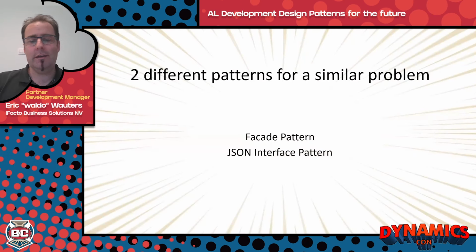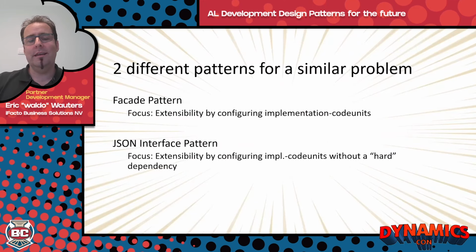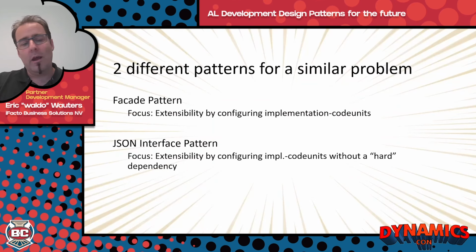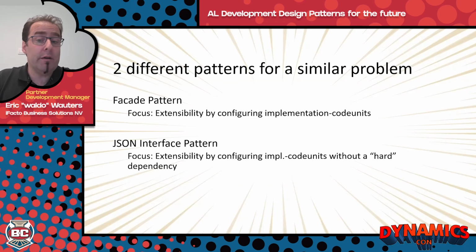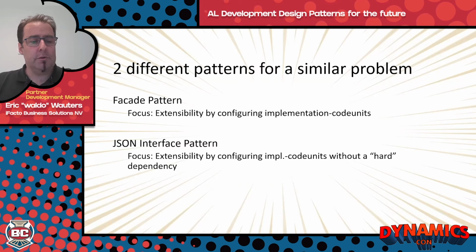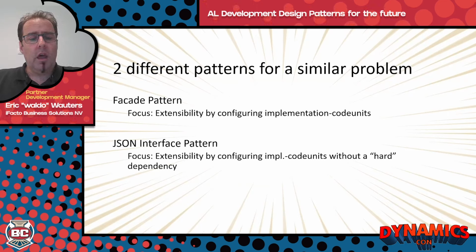I just want to show them. They are interface patterns, and that usually solves a similar problem, being the extensibility of a certain functionality, right? While the facade pattern does that by simply having implementation codeunits, and if you have a new implementation, you basically just create a new codeunit, right? The JSON interface pattern was actually created by Gunnar Gestsson from Iceland.